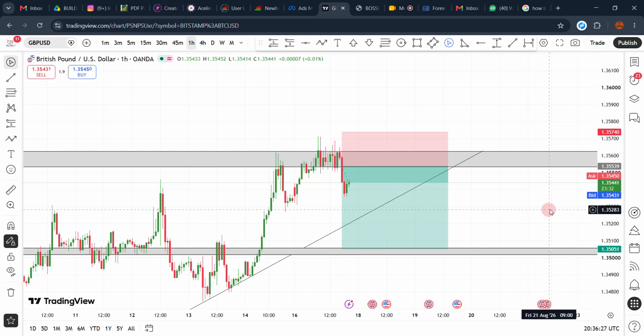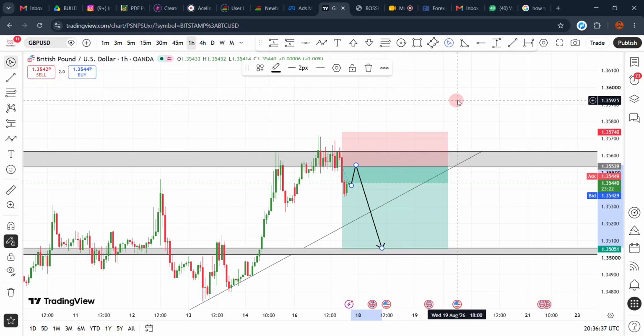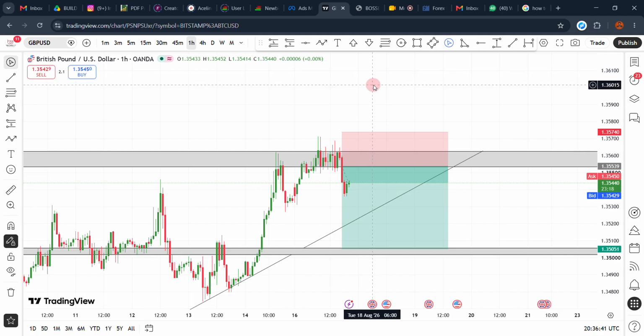So I will just wait for price to pull to the upside, then take my sell to the downside. So that is what it's all about. That is how you do your analysis. You can see that I went as far as the highest time frame, and currently I am on the 1 hour time frame.